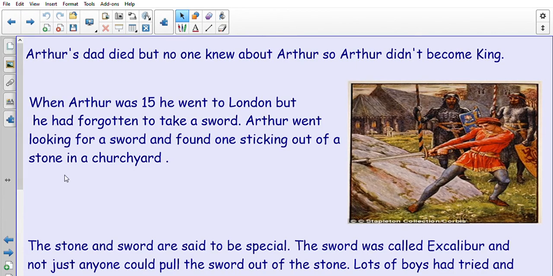Arthur's dad died, but no one knew about Arthur apart from Merlin, so Arthur didn't become the king. When Arthur was 15, he went to London, but he'd forgotten to take a sword.